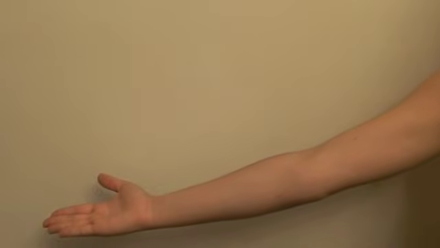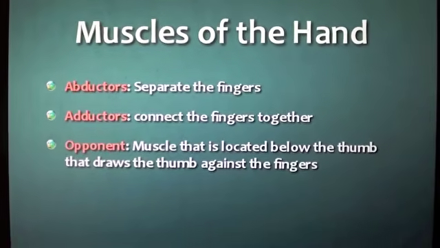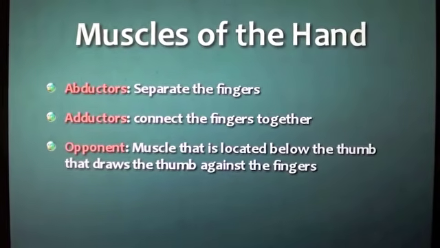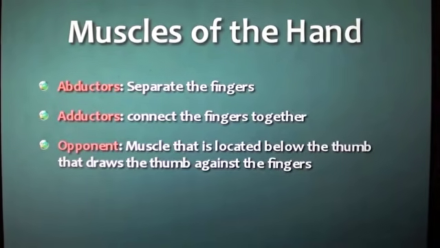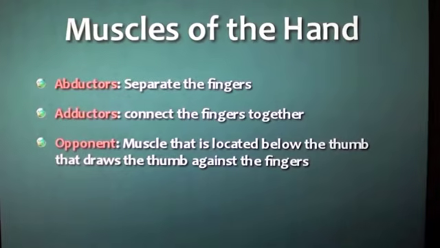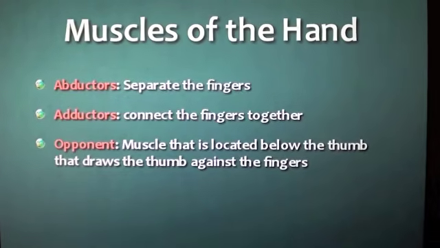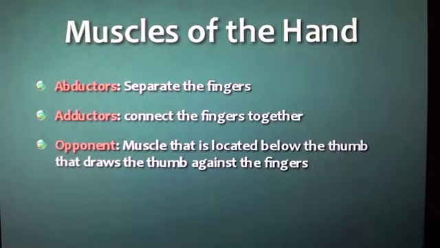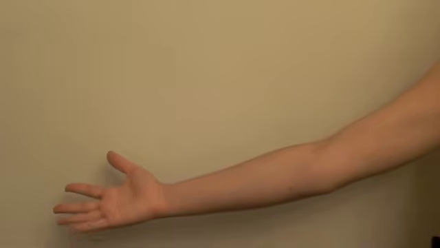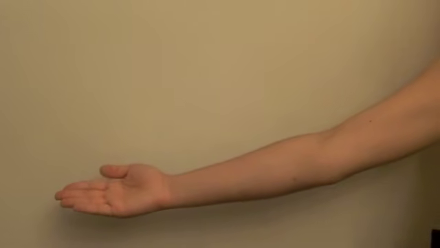Extensor. Muscles of the hand. Abductors separate the fingers. Adductors connect the fingers together. Opponens is the muscle that is located below the thumb that draws the thumb against the fingers. Abductors, adductors, opponens.